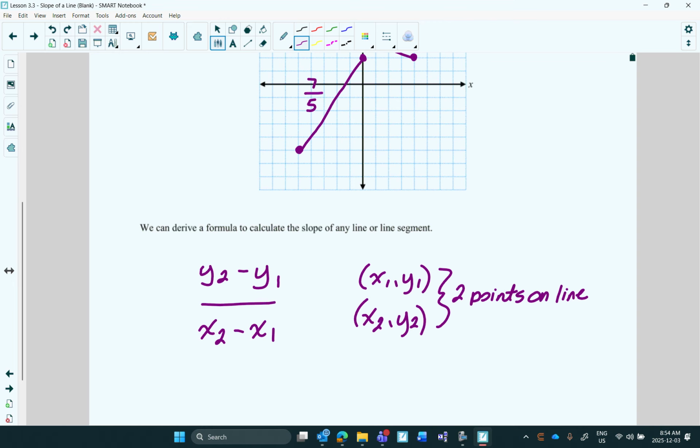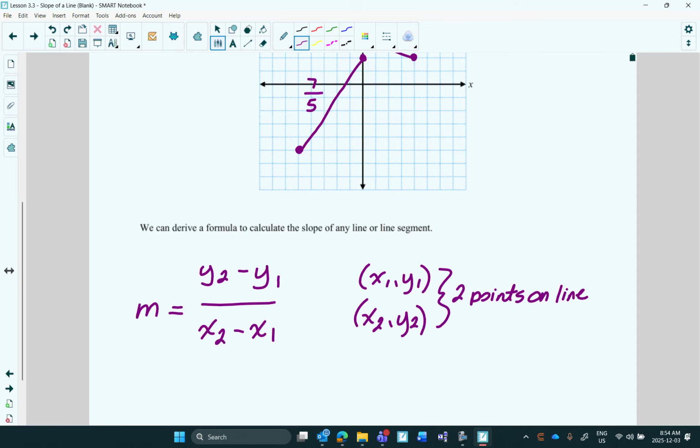So you need 2 points on the line to use this formula. Okay? They could be anywhere on the line. They don't necessarily have to be at the end with this. With distance, they have to be at the end. And then the letter we actually use for slope is a lowercase m.